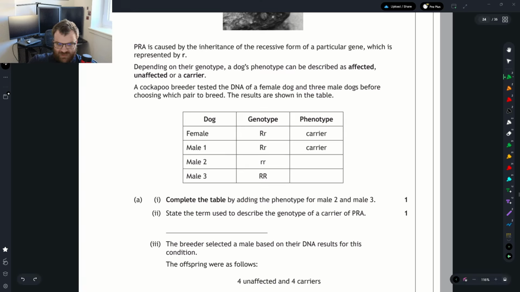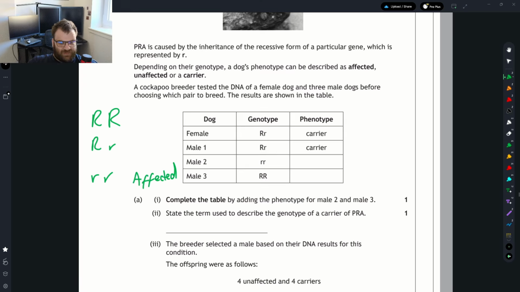Okay, so one of the things that I find particularly helpful is if you write down all the combinations. You can either have 2 dominant alleles, that's the big ones, you could have 1 of each, or you could have 2 of the little ones. Now the recessive one is the one that can cause the blindness and can affect the dog. So if they're affected, they will be little r, little r. So that means male 2 will be affected.